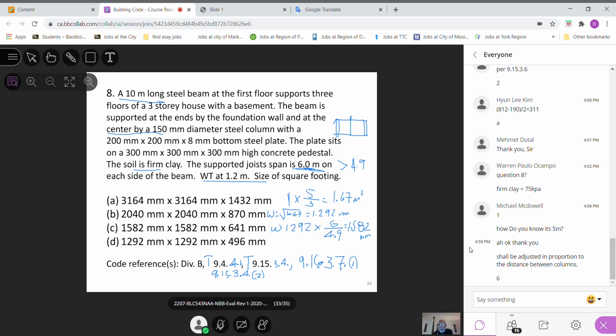So what else we got to do? What do we have to do after this? 1582. We have the water table is less than 1.5, 1.6 if you want to call it 1.6 at this point. So what we have to do, we have to double the footing.